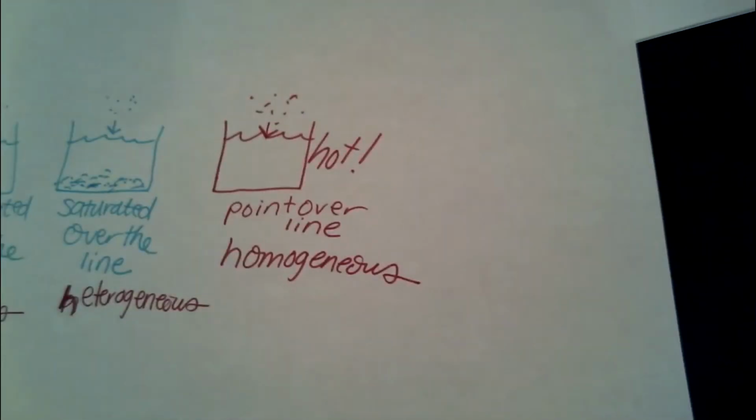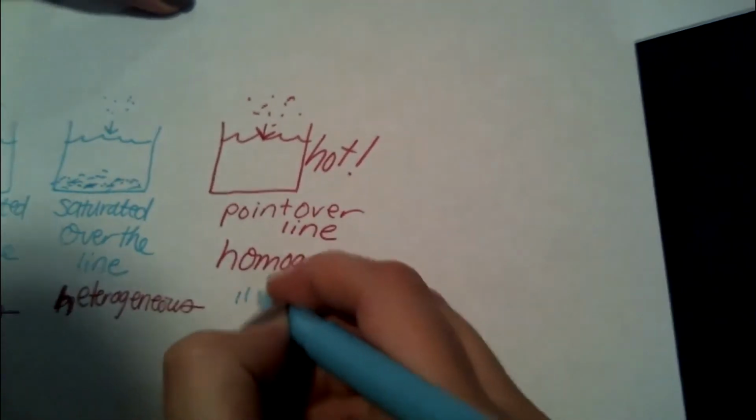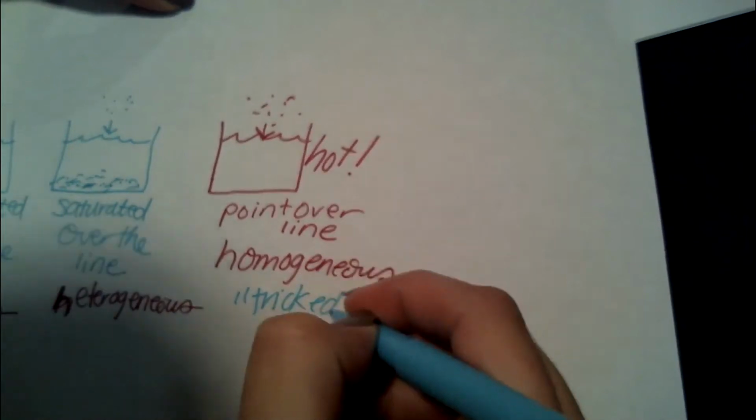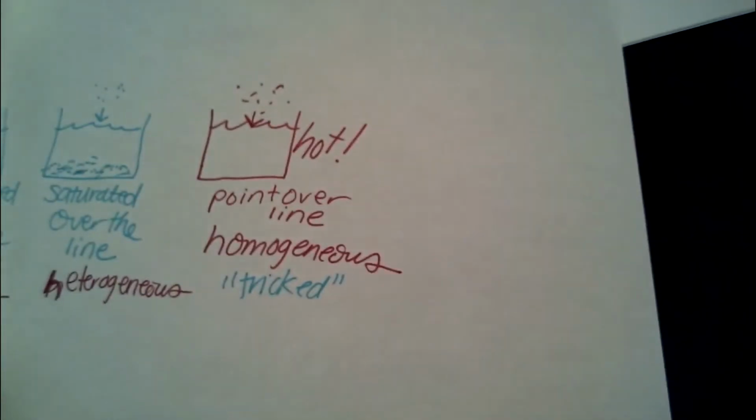So this solution was kind of tricked into holding more salt than it should. So they have to tell you that the point is over the line, and in some way they have to tell you that it's homogeneous. There's nothing sitting on the bottom. Okay, just want to clear that up because a lot of people say over the line is 100% saturated, and that's not always true. Sometimes it's supersaturated.